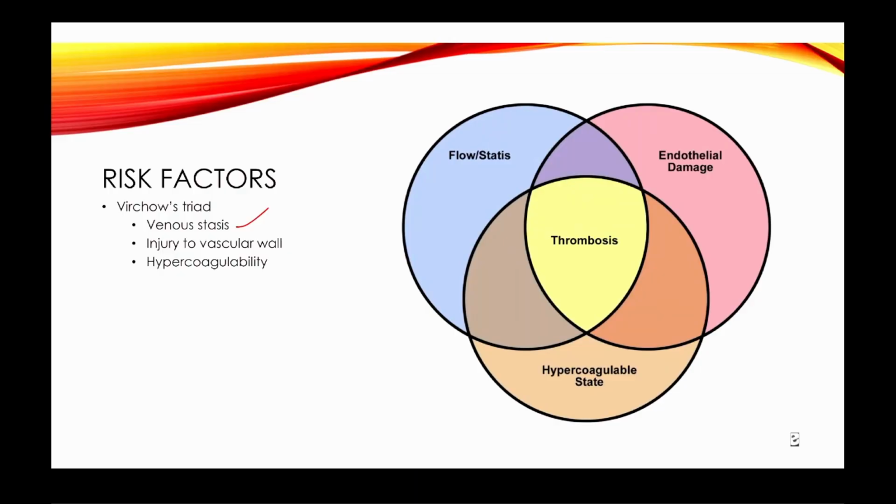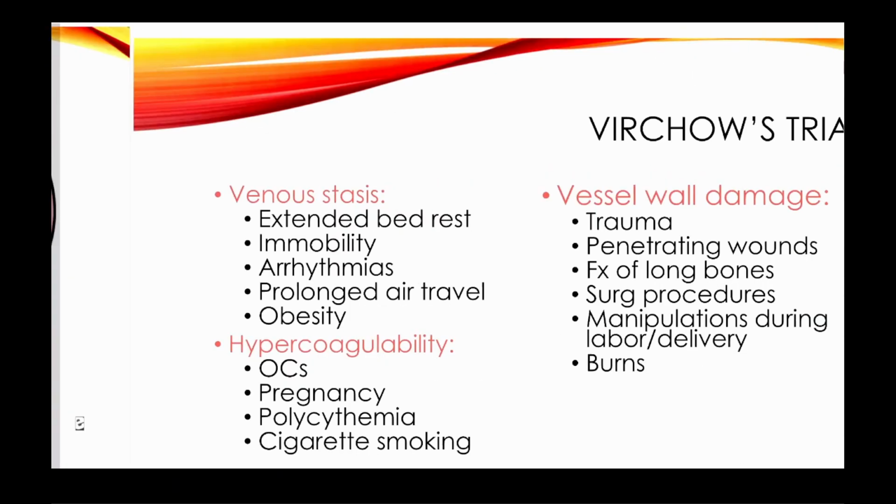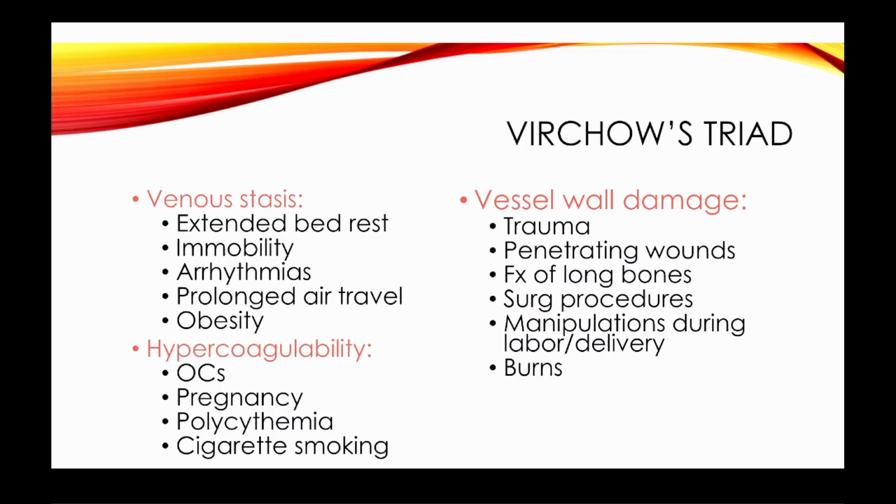Injury to vascular wall, this could be prior surgeries, illnesses, and hypercoagulability. Is your body more prone to clotting than other people? Genetic factors, or if you're septic, the hypercoagulability scale drops in the favor of more clots. So these are the 3 risk factors. You got to know this stuff as far as the things that will cause you to form a thrombosis. So these are the different things that will fall under those categories.